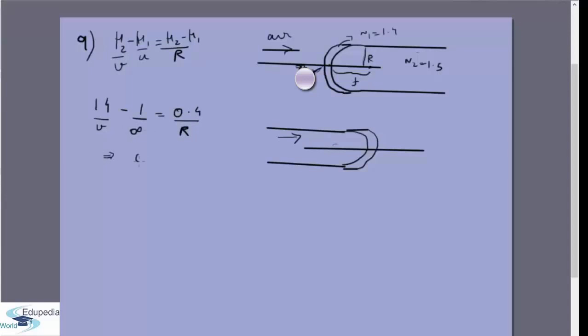So which gives me 0.4 V is equal to 1.4 R, or V is equal to, this is 4 by 10, this is 14 by 10, so 14 by 4, 7 by 2, 7R by 2. So V for the first one is 7R by 2, and this is a thin film, so that will be U for the second one. We don't need to change anything because this is not a thick lens or two lenses separated by a distance. Right?